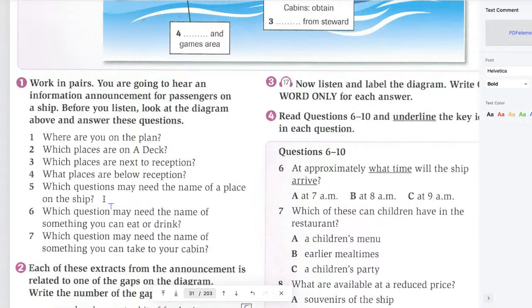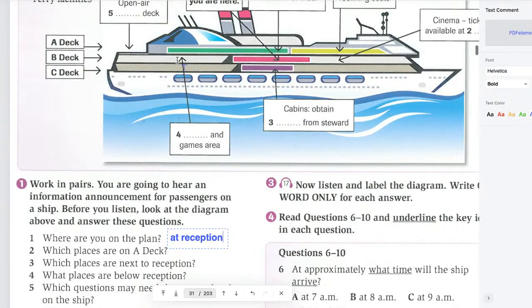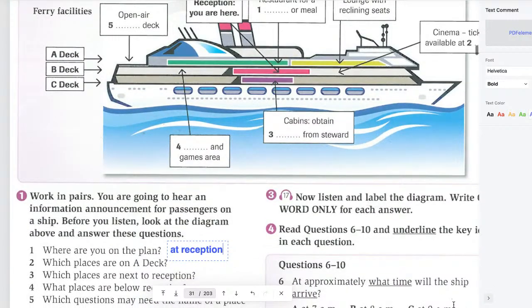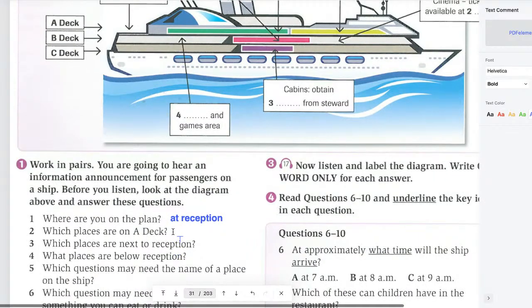Guys, just write the answer a little. And wait. Number 1, guys. Where are you on the plan? Where are you? Reception. Yes, you can write at the reception. Okay. At reception. Number 1. And number 2, they say which places are on A deck. Which places are on A deck? So you can write what? The restaurant and lounge, right? So number 2, you can say the restaurant and lounge.